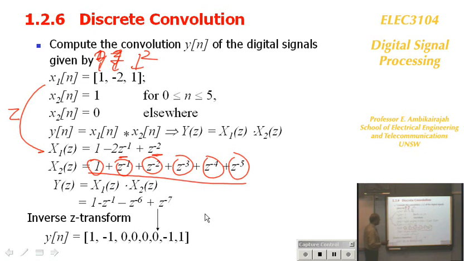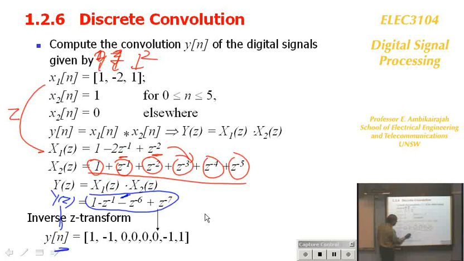Now you multiply these two, one term at a time. When you multiply, the output is going to be that. Now you take the inverse transform of that. When you do the inverse transform, you get y[n], and the first value is 1. If you have z^-1, it will become minus 1. Then z^-2 is missing, 3 is missing, 4 is missing, 5 is missing, so they get 0 values. Then 6 is minus 1, 7 is plus 1. So that's your convolved output.